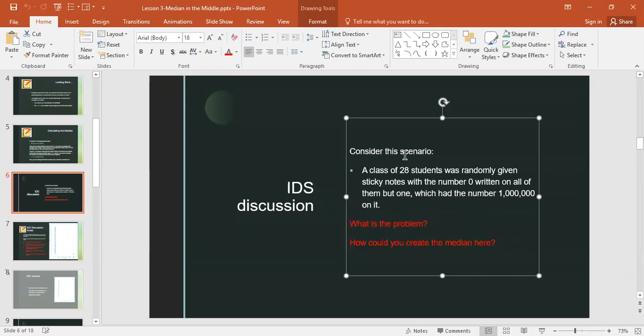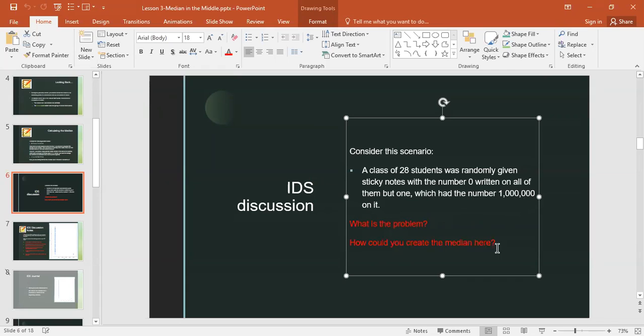It says, consider this scenario. A class of 28 students was randomly given sticky notes with the number 0 written on all of them but one, which had the number 1 million on it. Okay. So a class of 28 students was randomly given sticky notes with the number 0 written on all of them but one, which had the number 1 million on it. What is the problem?